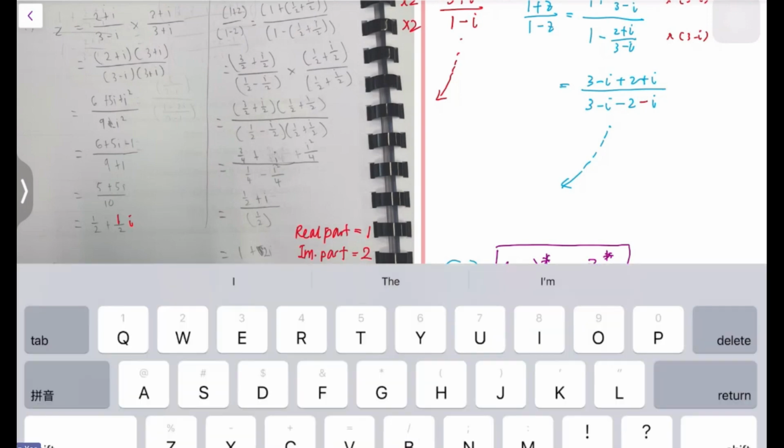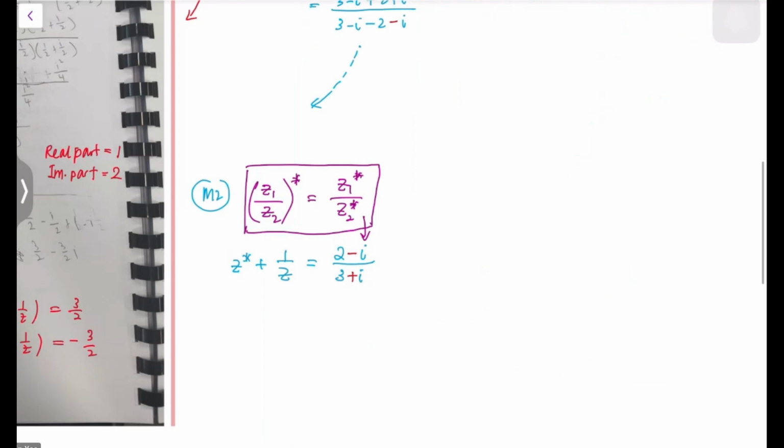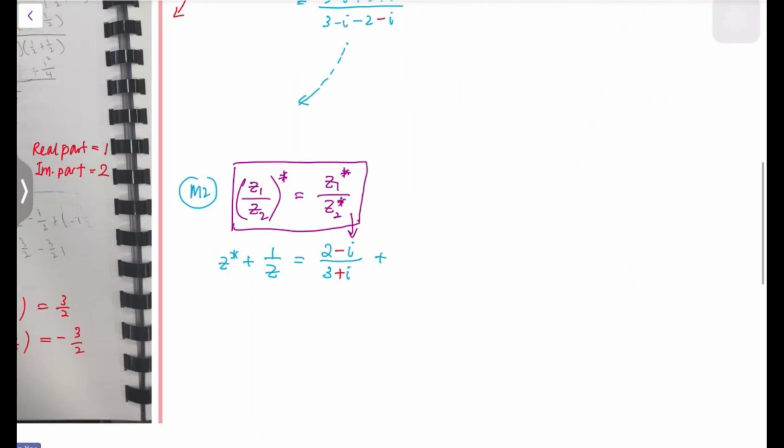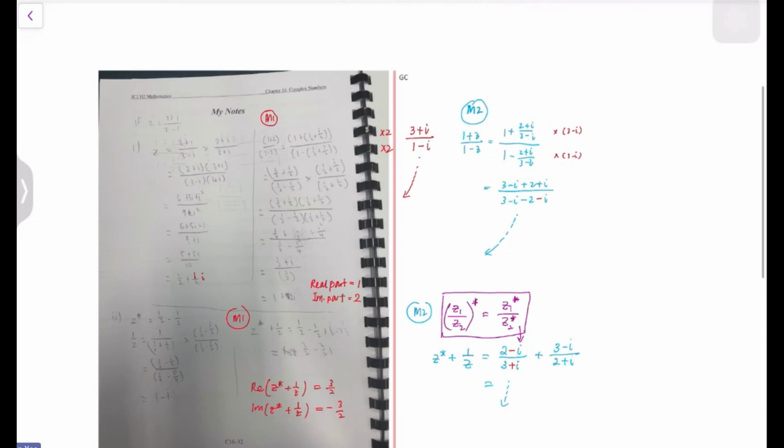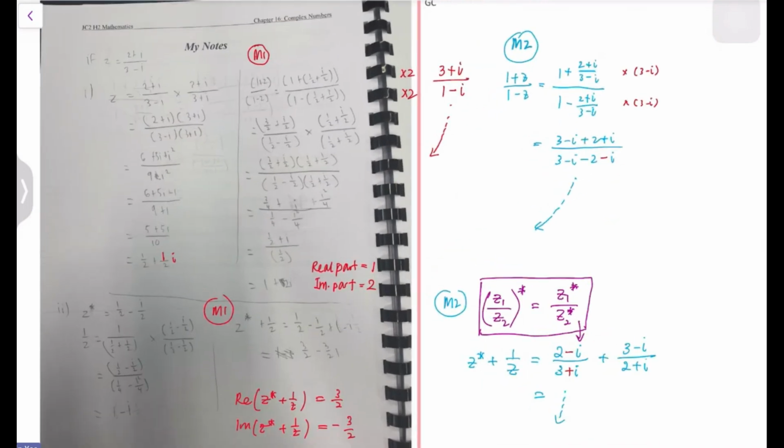Next, plus 1 over z, so it will be 3 minus i over 2 plus i. And then you can continue until you get your final answer. So this is the overview of what's going on for this question.